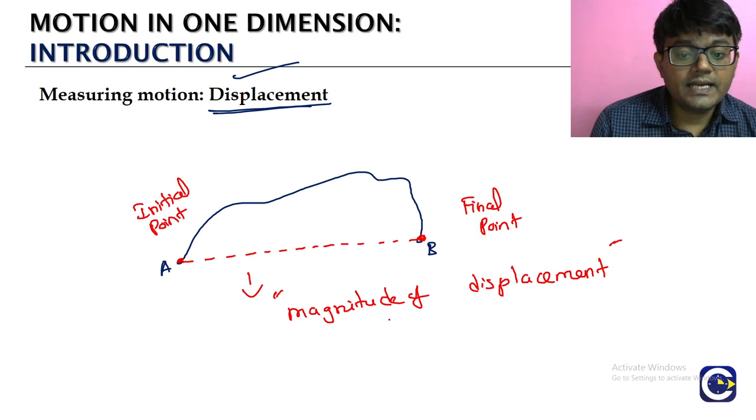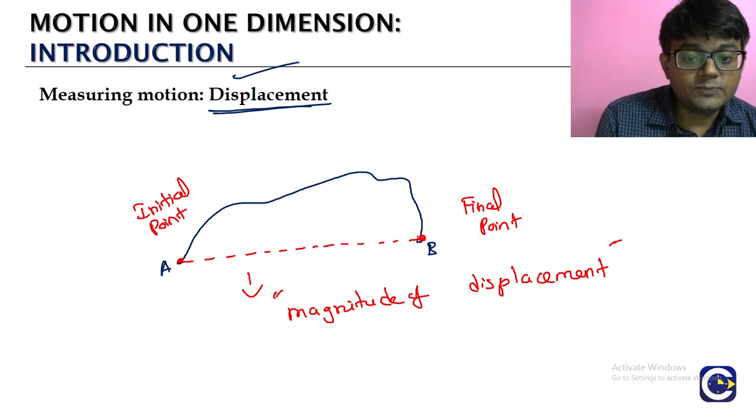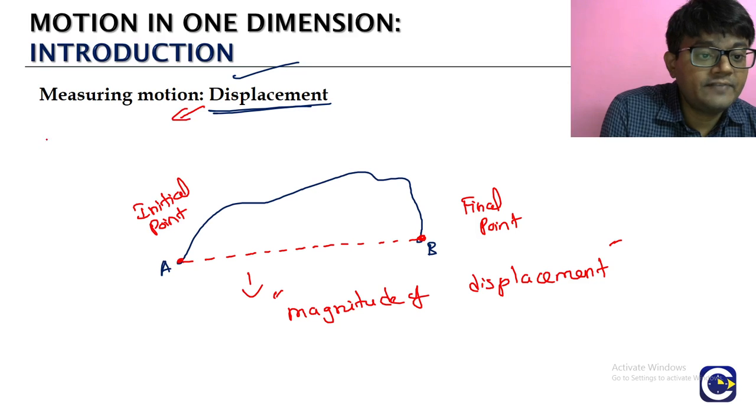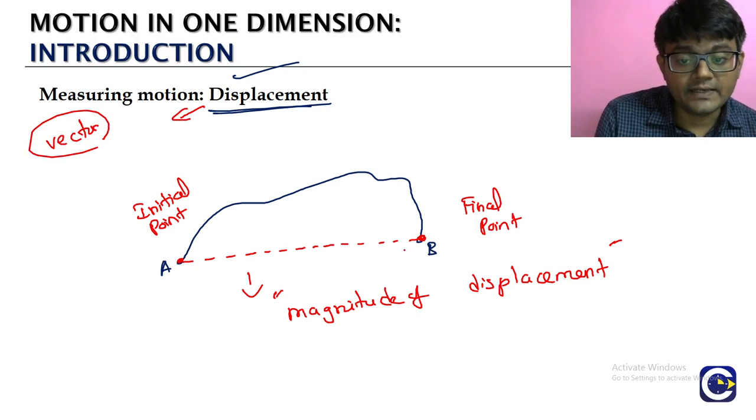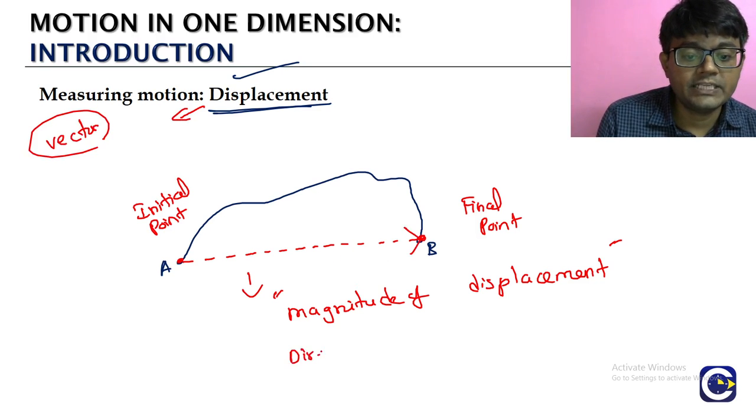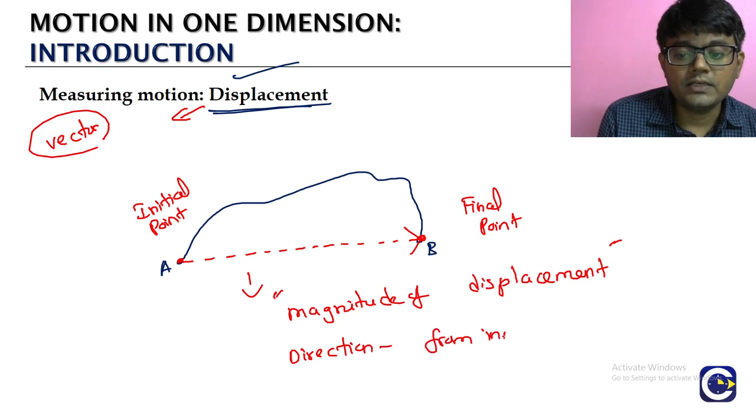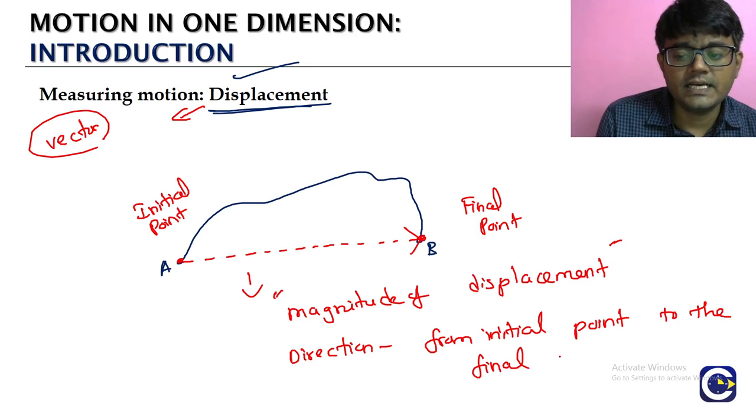And the direction of the displacement, because displacement is defined as a vector quantity. The direction of the displacement vector will be from the initial point to the final point. So what about the direction? Direction will be from where? It will be from the initial point to the final point. That is why we indicate the arrow from A to B, because A is the initial point and B is the final point. So this is about the concept of displacement.